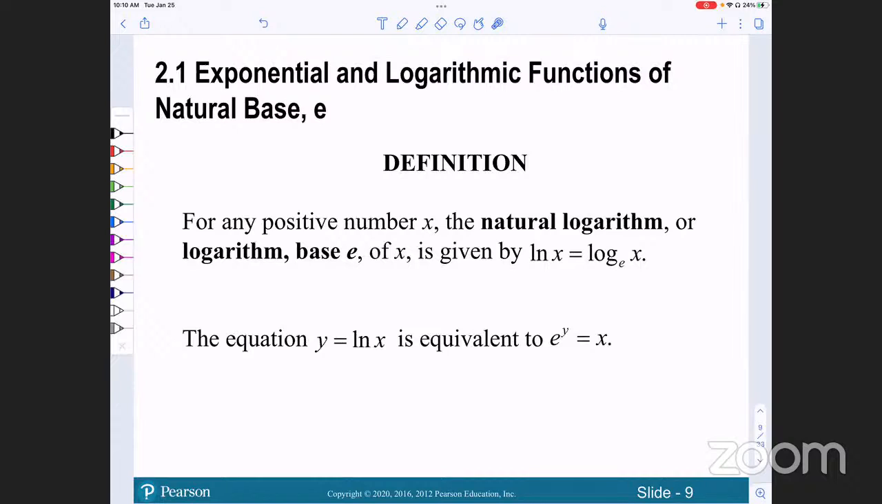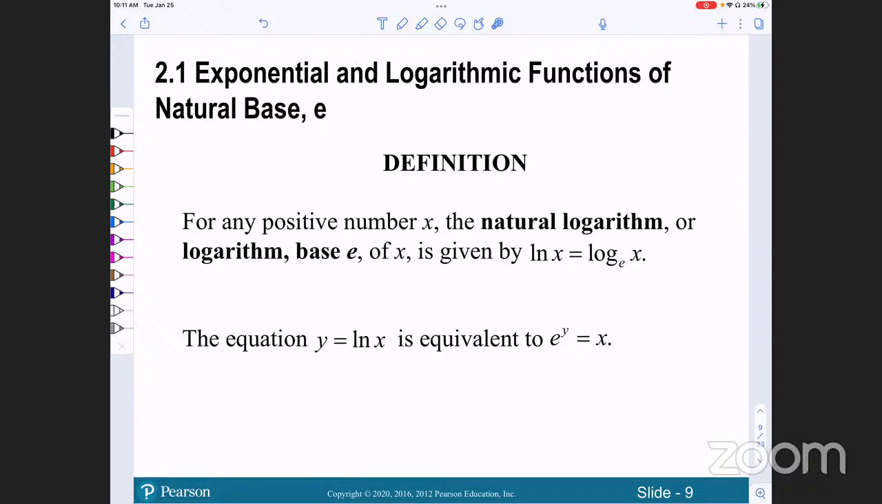So then we have another definition. For any positive number x, the natural log or log base e of x is given by this. So the natural log of x is just going to be the log base e of x. The equation y equals natural log is equivalent to, so now, I think in the past, this is a topic that we used to go through in just college algebra, but it was different at that time. I guess the institution felt we were putting too much information in college algebra, so they broke college algebra up into 2 courses.